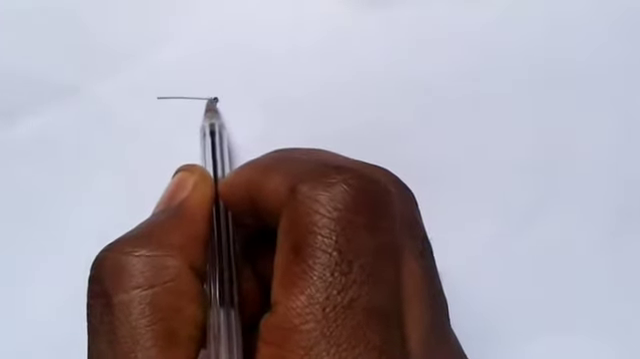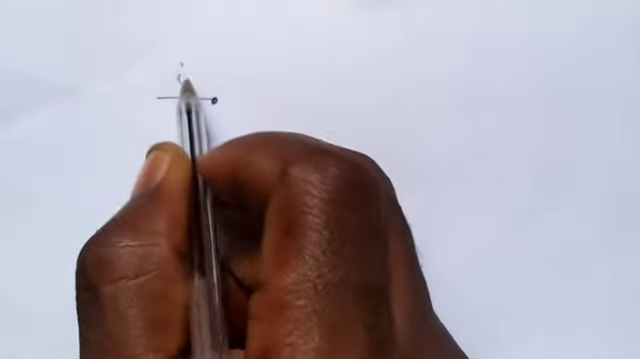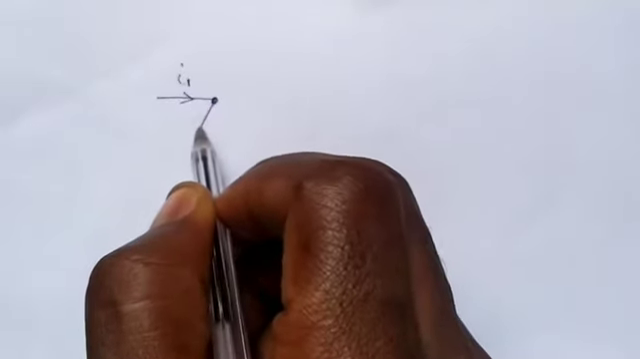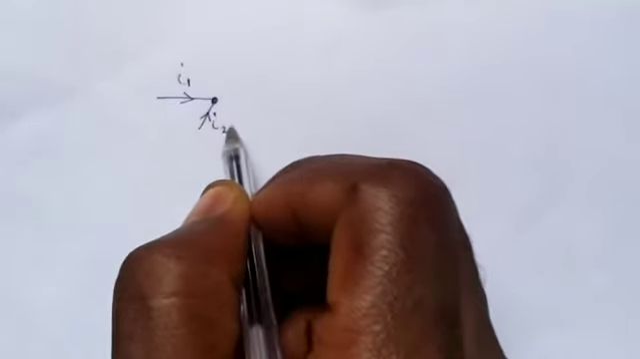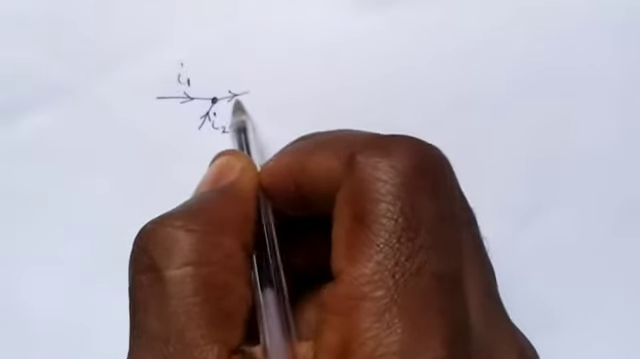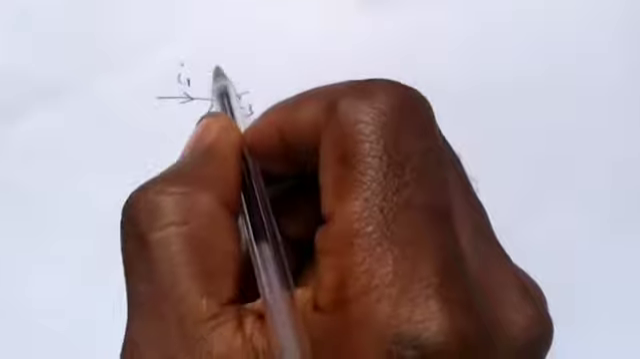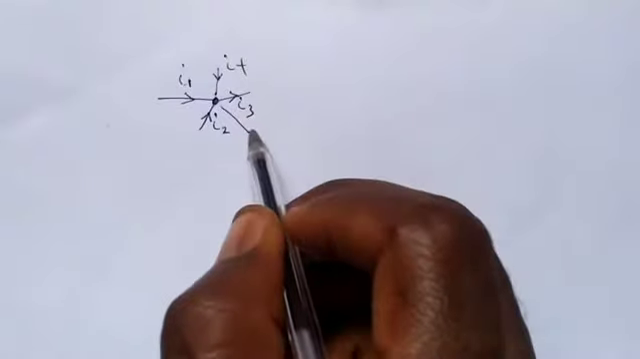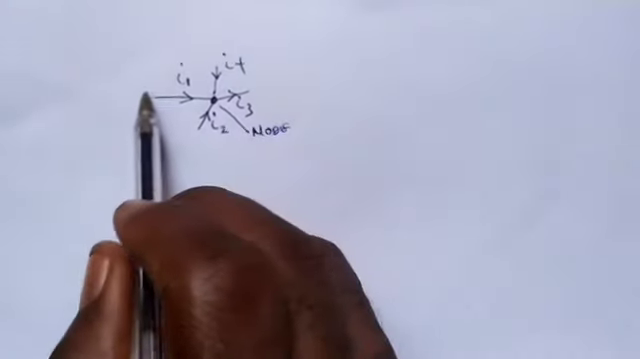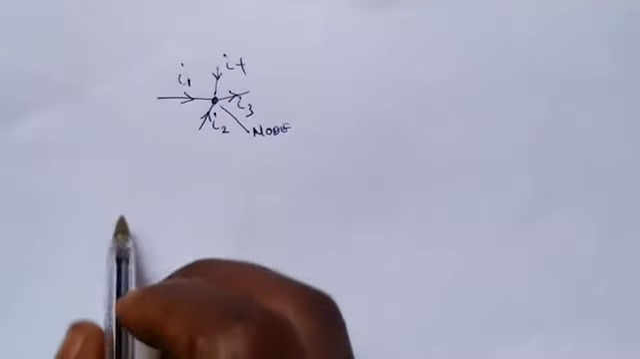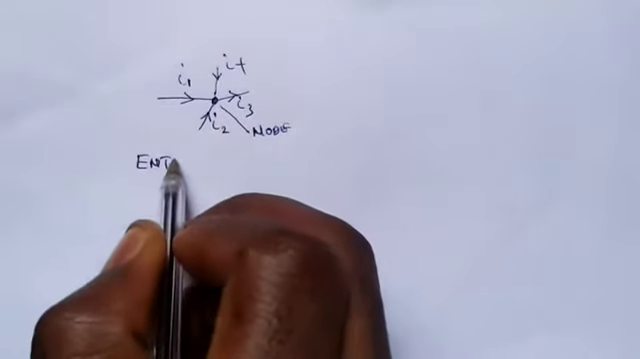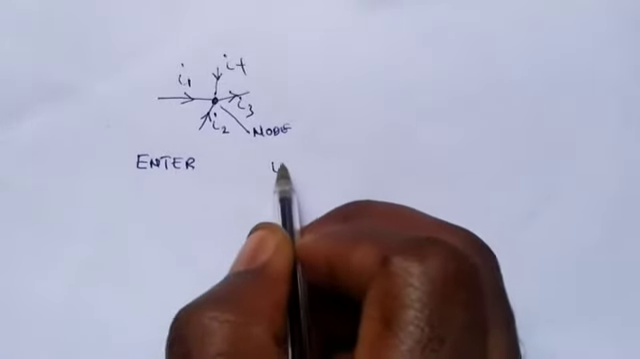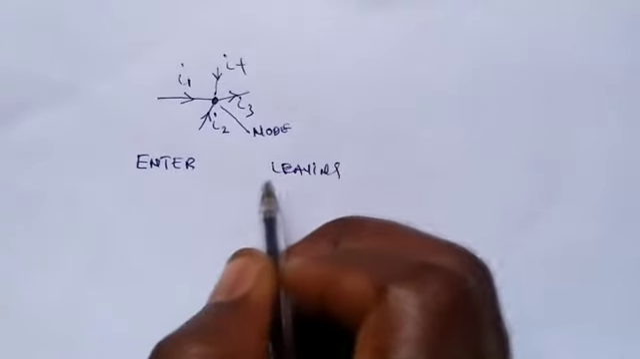So what I simply mean here is that if I have a node this way, and a current, let's say I1 is entering, another current, let's say I2 is entering, another current, let's say I3 is leaving, another current, let's say I4 is entering, right? This guy you see here is called the node. The node is the point where two or more currents meet. Now the KCL is telling us that the current entering is equal to what? The current leaving. Let me say this is enter and this is leaving. I will call it exit.